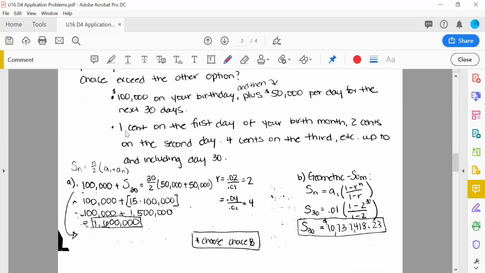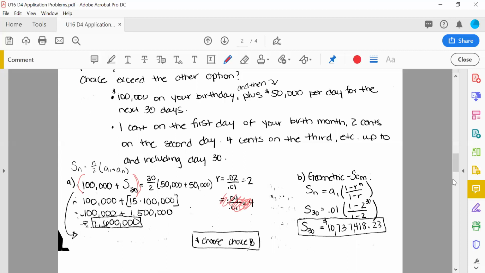Or a penny on the first day, 2 cents on the second day, 4 cents on the third day, and so on and so on and so forth. Okay, all the way up to day 30. So let's start out with option A. So in reality, we are going to be doing $100,000 plus the sum of 30 days. Would you agree? All right, the sum of $50,000 per day times 30 days.